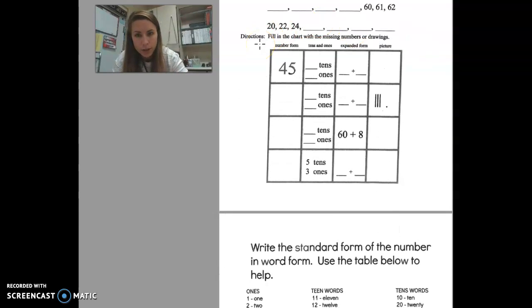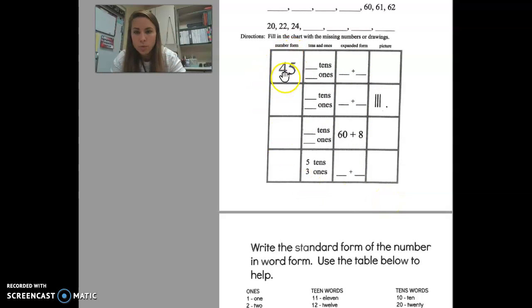Directions for the next one. Fill in the chart with the missing numbers or drawings. So here you have number form or standard form. That's just your typical number, like 45. Just the regular way we write a number. Then you will fill it in with tens and ones. Then you will fill it in expanded form and then picture form.